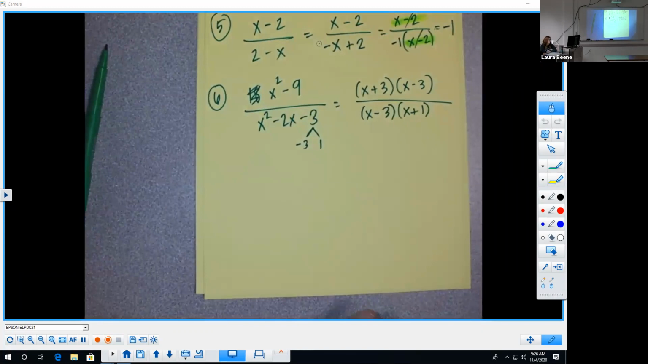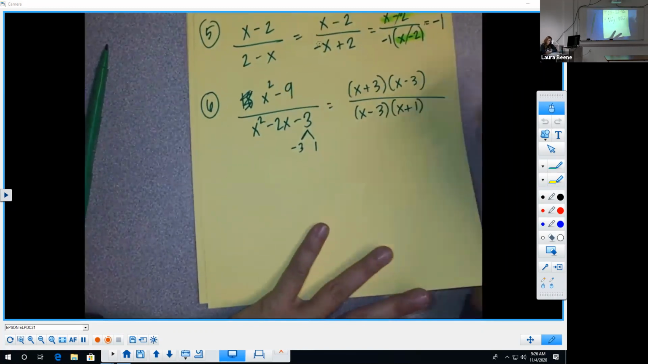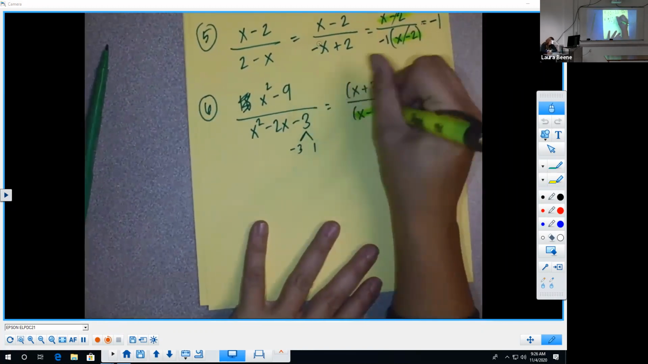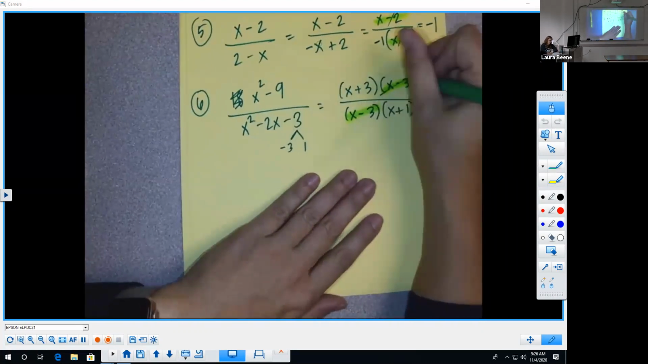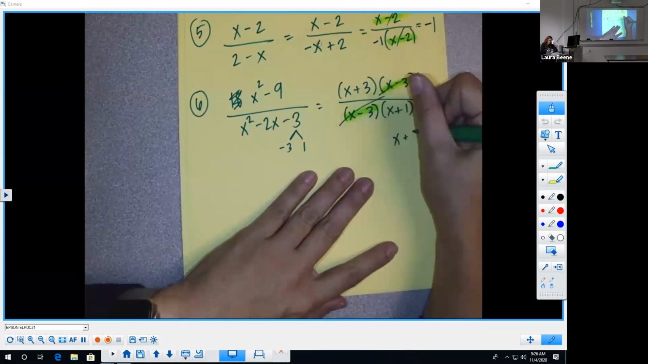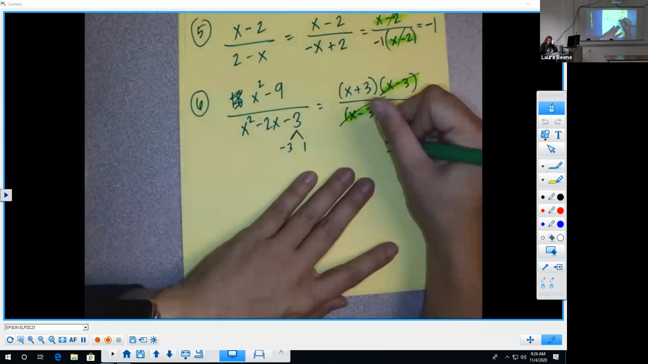So now what's exactly the same on top and on bottom? The x minus 3's. That's what cancels out. And so we're left with x plus 3 over x plus 1.